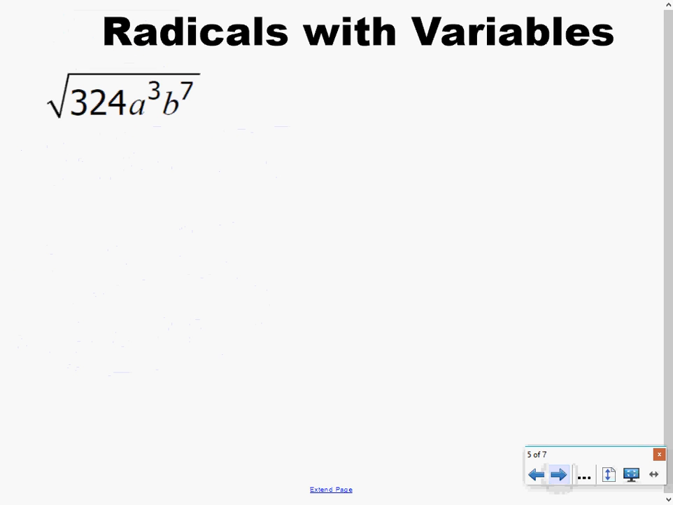So let's look at what we do when we have some variables. Now, to be able to simplify a radical that has variables, I need to get the exponents of those variables so that they are divisible by the index of the radical. So in this case, since I don't have an index written, I can assume that it's 2, so I have a square root. So not only are we going to be breaking down 324, but we are going to be trying to make it so I can take the square root of a cubed and b to the 7th.